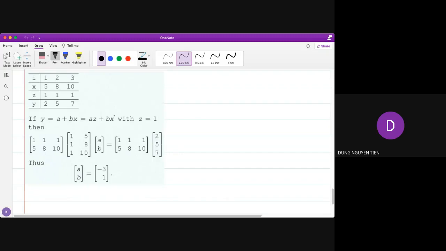If you get y equals a plus bx, okay, and then you can say it is az plus bx, where z equals 1. Then A is the matrix with columns 1, 1, 1 and 5, 8, 10, and you get A transpose times A times k equals A transpose times y. And you can solve for the vector (a, b), which means that a is minus 3 and b equals 1. Then you get the equation y equals minus 3 plus x. Do you understand? And that is actually what you got last time.